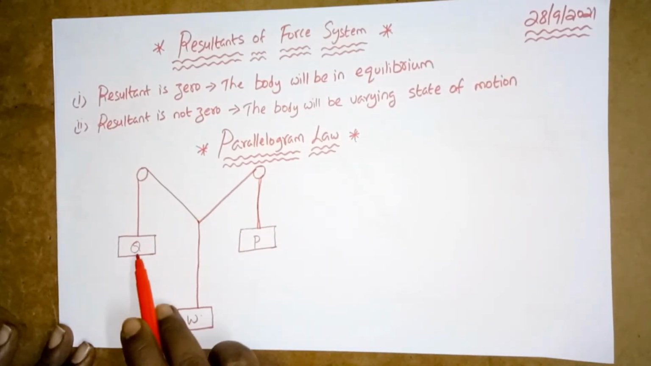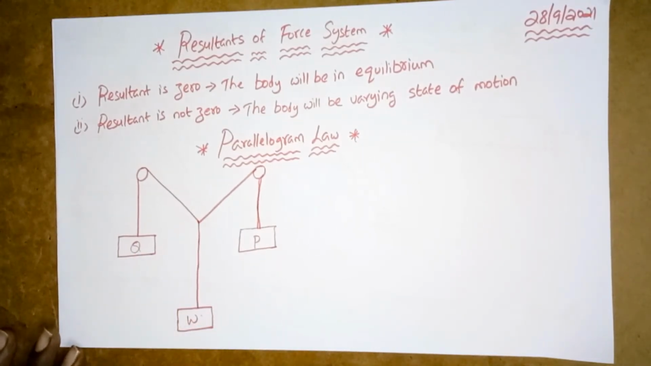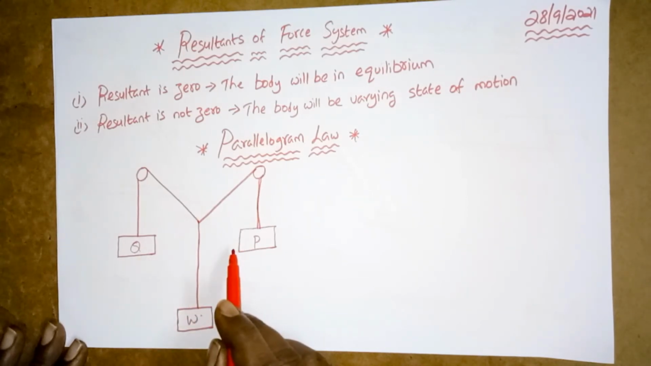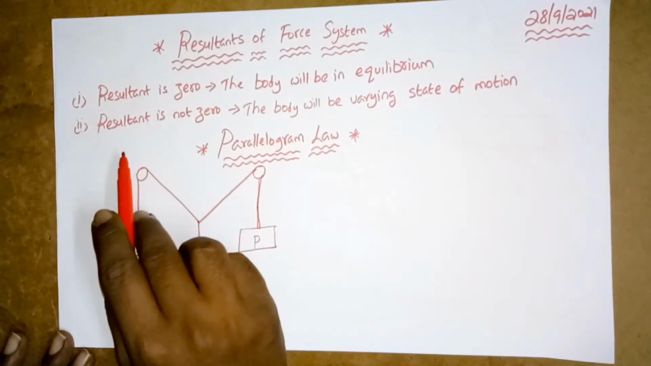Seeing that the sum of P and Q should be greater than W, right? Now what is happening here is the tensions in these cords will be equal to the weights P and Q. Now what we have to show in this parallelogram is how to find the resultant, right?